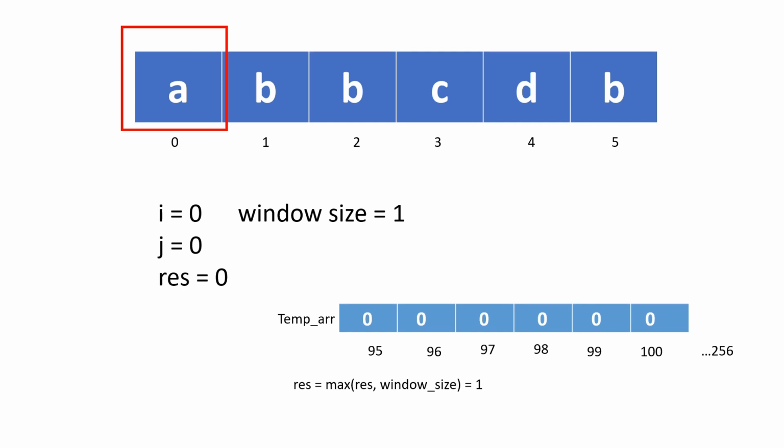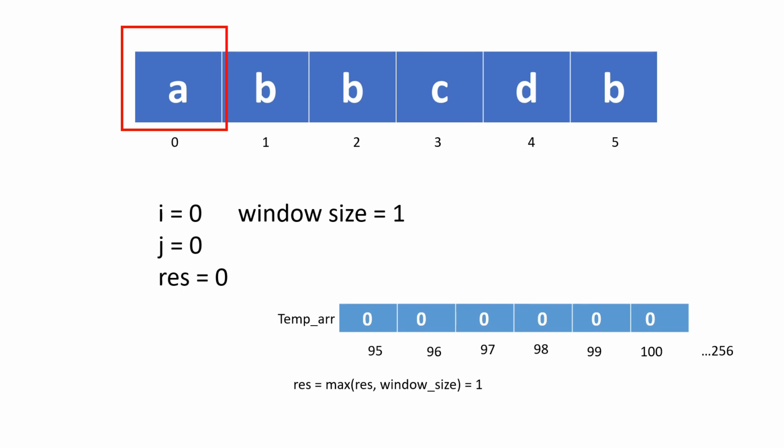So we see if the element at the index j, that is a, is present in our temp array or not. The temp array will tell me if the element is unique or not in that window. So I will look at the index 97, because the ASCII value of a is 97. I will see if the index 97 of the temp array is 0 or 1. It is a 0, which means that a is coming for the first time. So I will increment it by 1, and also I will update my result.